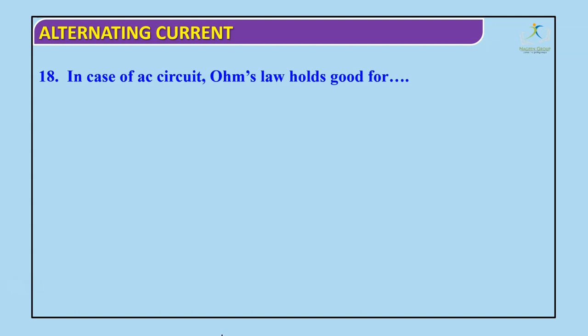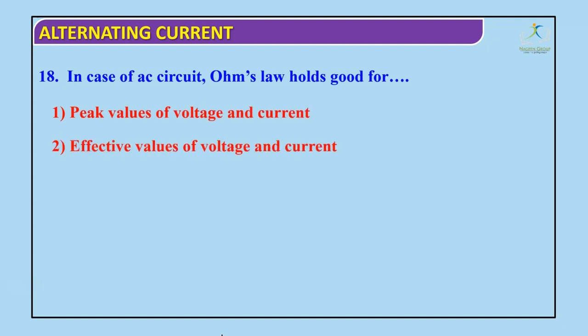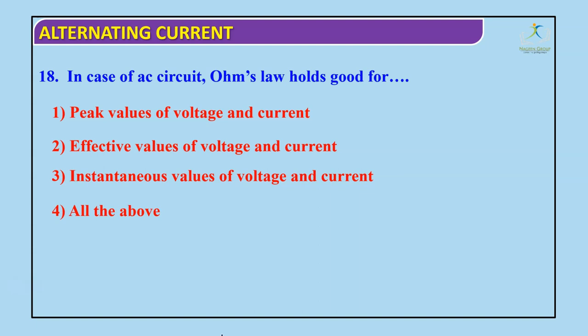Next question we have, in the case of AC circuit, Ohm's law holds good for peak value of voltage and current, effective value of voltage and current, instantaneous value of voltage and current, all the above. So the correct answer for this question is all the above.